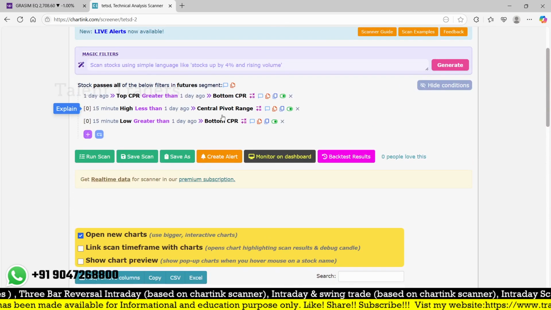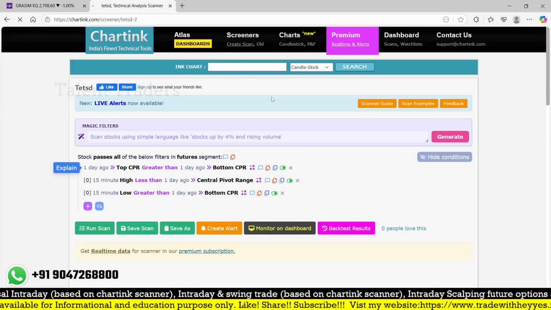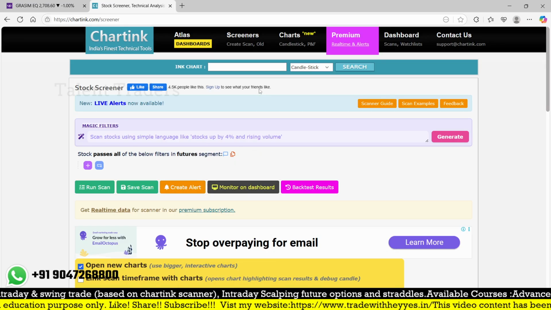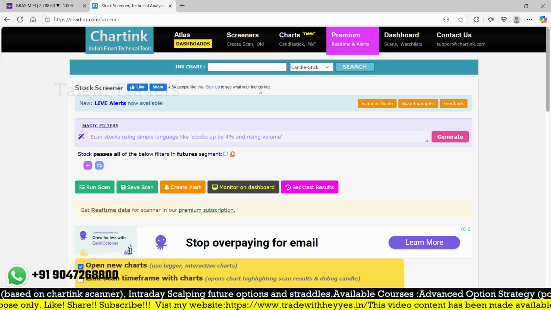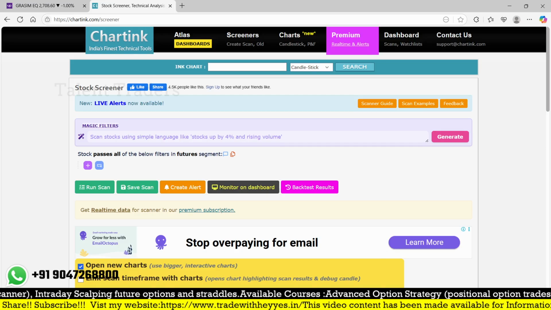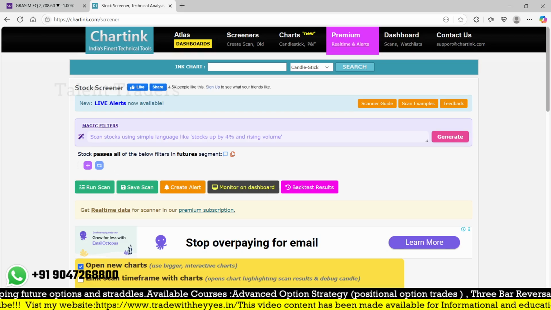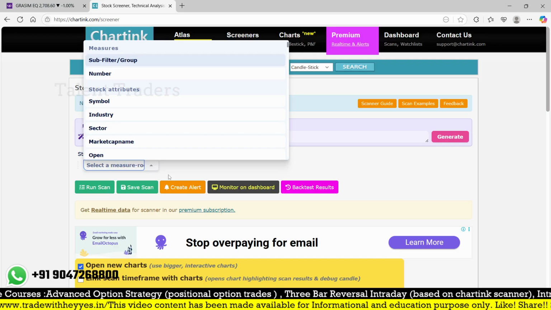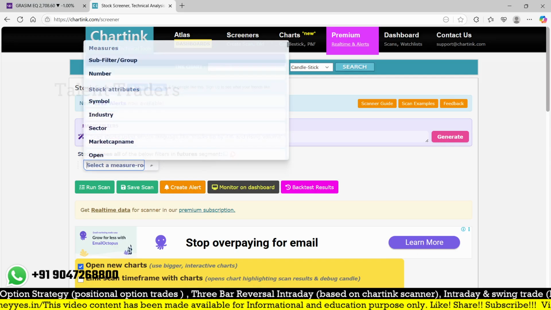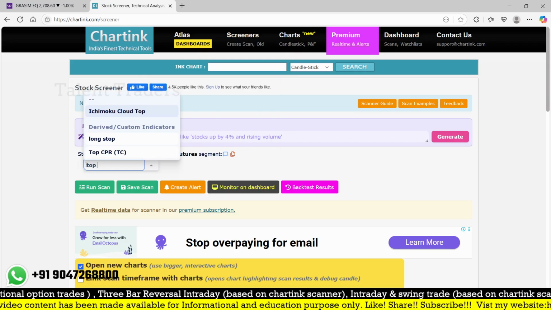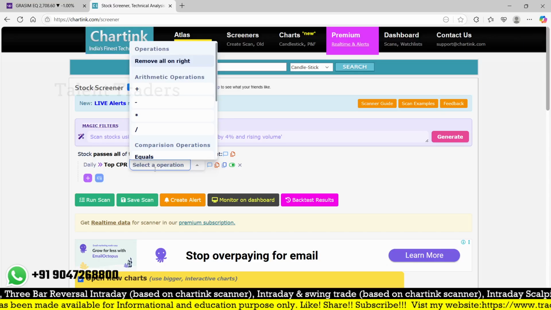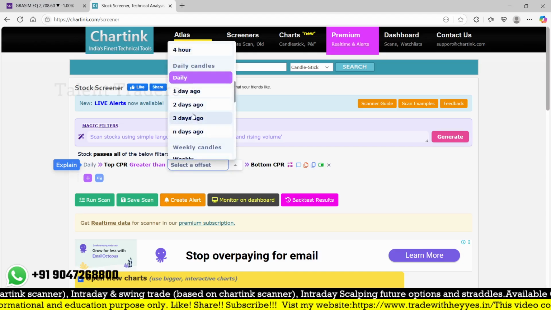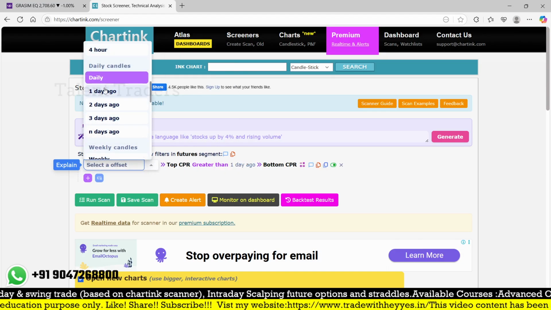Okay, so one more scanner we also try to create. This one we have created, and let me try to create a new one, the third pattern: inside between the previous day's central pivot. Okay, so let me try. Here simply the high, the same factor which you have on top CPR, is greater than bottom CPR. That should be 1 day ago. So I am using 1 day ago, you know well.